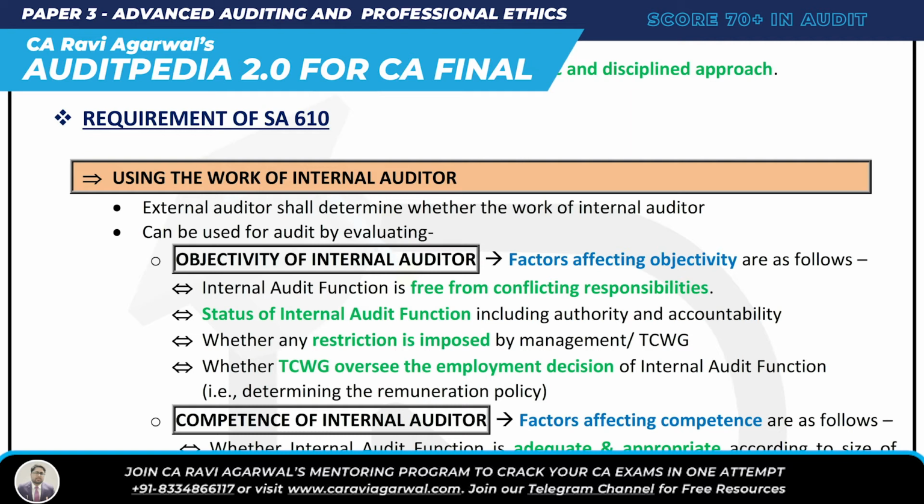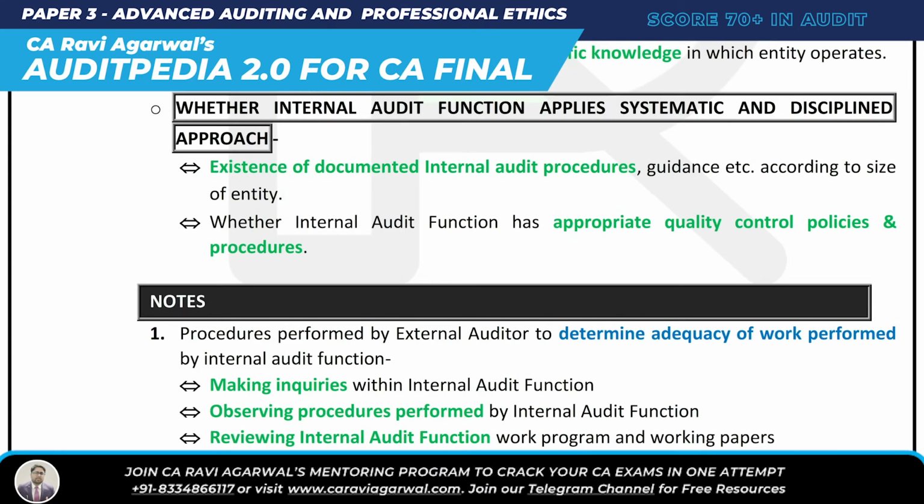It says using the work of internal auditors. If you want to use the work of internal auditors, you have to check three things. You already know. Objectivity of the internal auditor. Go and check. Next, check the competence of the internal auditor also. If he is a professional, if he is a chartered accountant, do I need to check? No, then he's competent. What else do I have to check? And lastly, whether the internal audit function applies a systematic and disciplined approach. So the three things: objectivity, competence, and a systematic and disciplined approach.